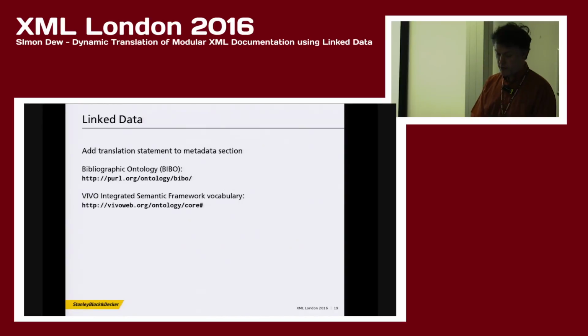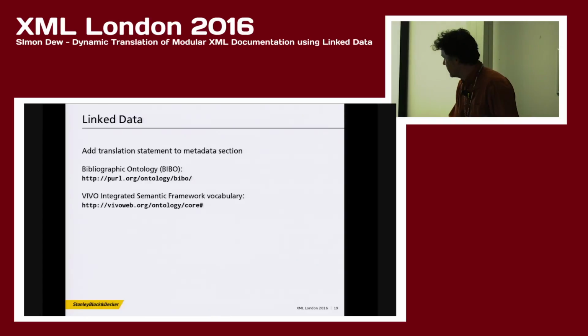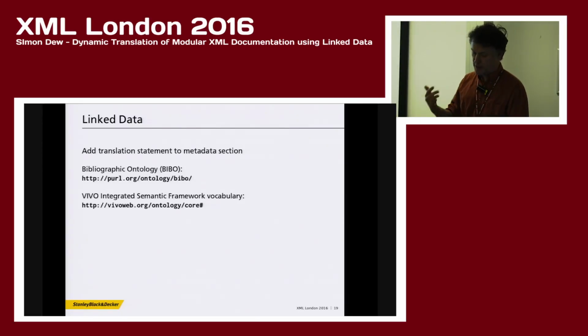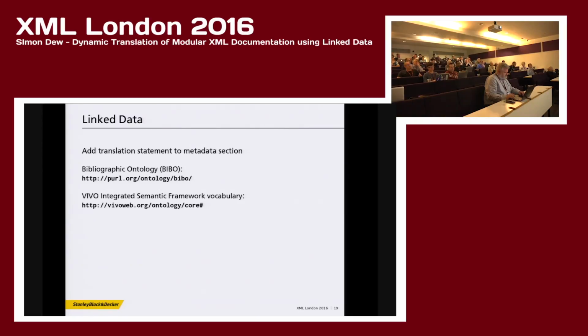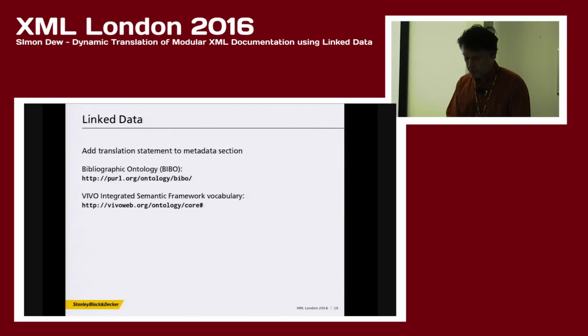So, okay, let's have a look at how we implemented the linked data part of the design. If you want to be able to translate an XML document, we need to add a translation statement to the metadata for that XML document. And we wanted to reuse existing vocabularies. So in the translation statement, we use terms from the bibliographic ontology, BIBO, and from the VIVO integrated semantic framework vocabulary.